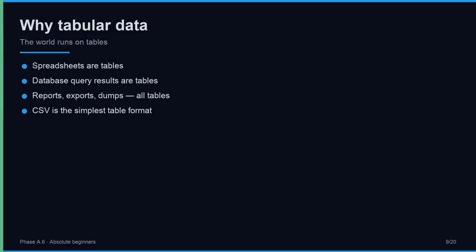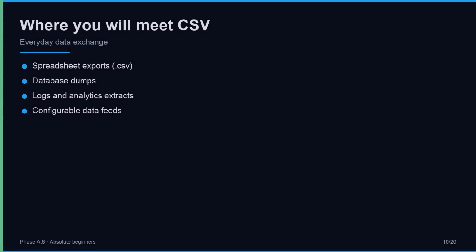Why does CSV exist at all? Because an enormous amount of the data we care about is naturally tabular. A spreadsheet is a table. The result of a database query is a table. A monthly sales report is a table. An export from your accounting software is a table. CSV is the simplest possible file format for tables, no formatting, no formulas, just the raw values laid out in rows and columns. When 2 programs need to exchange a table, CSV is often the first format both sides support. Tables are everywhere.